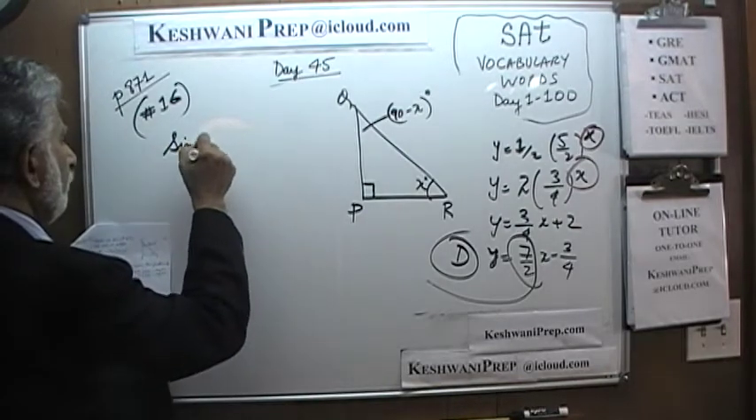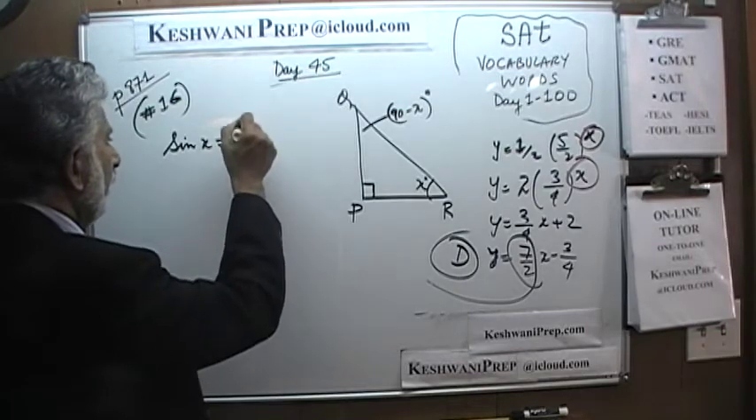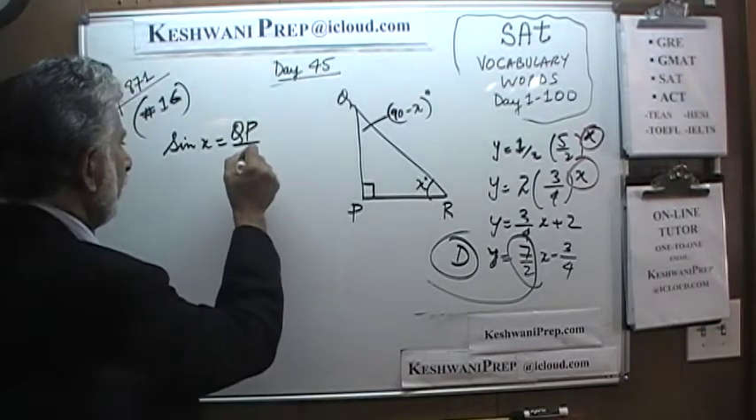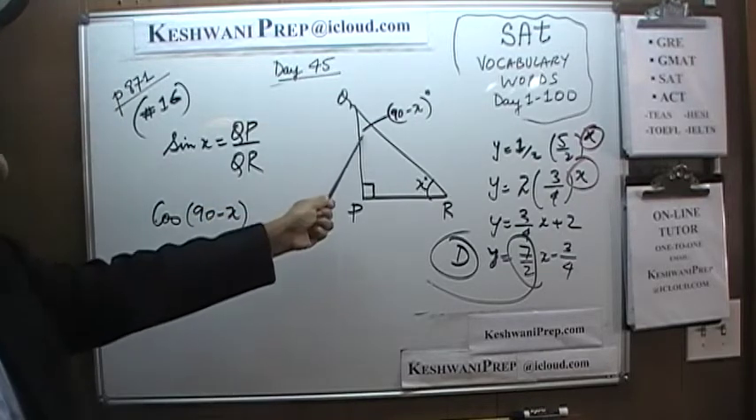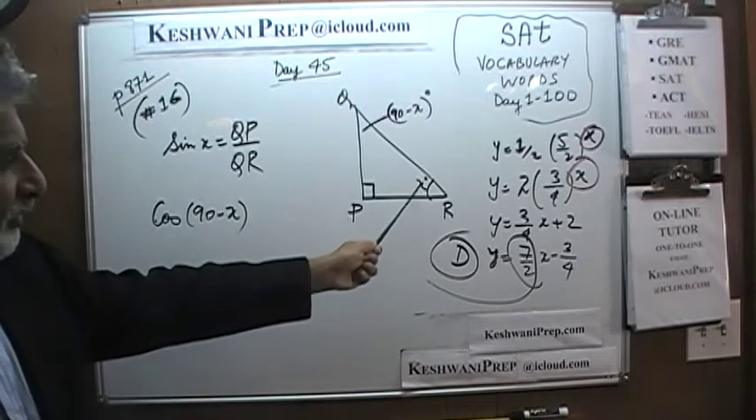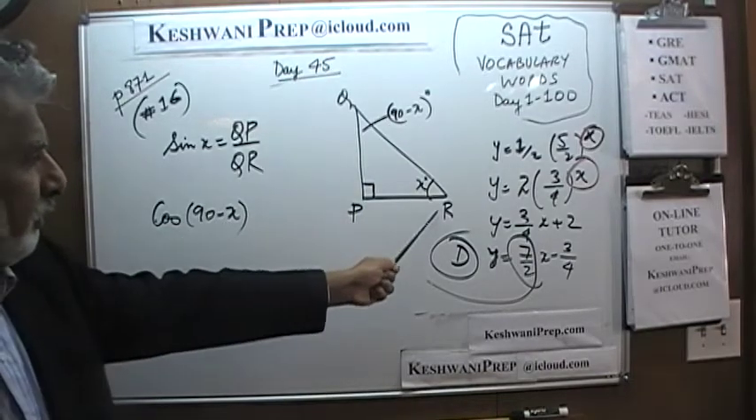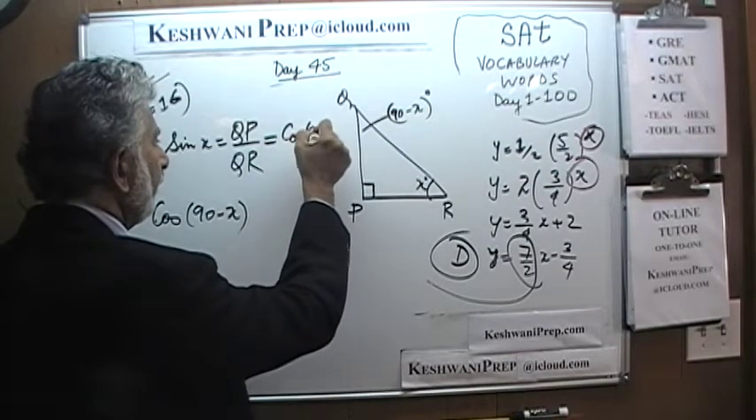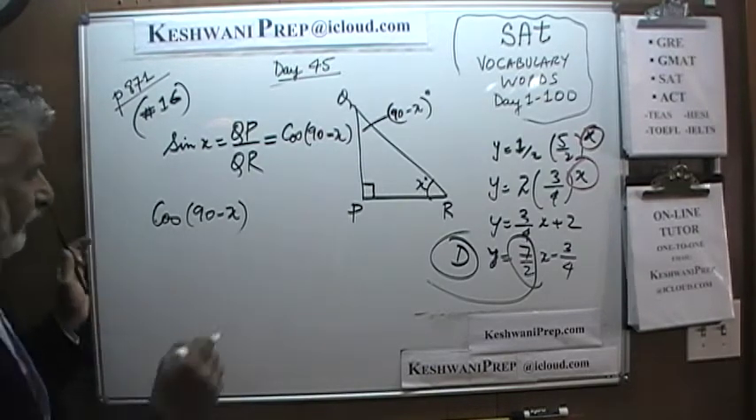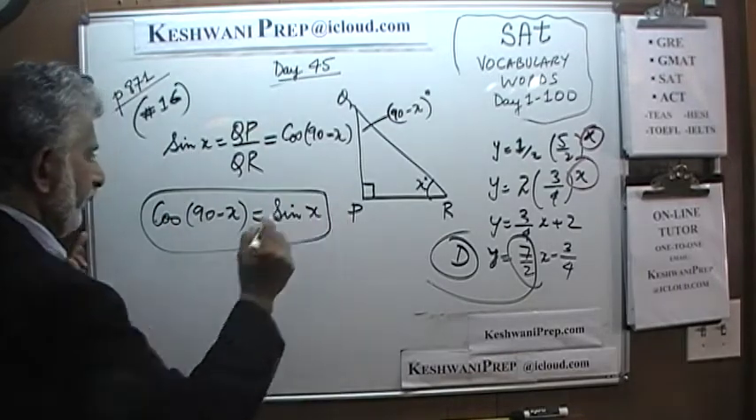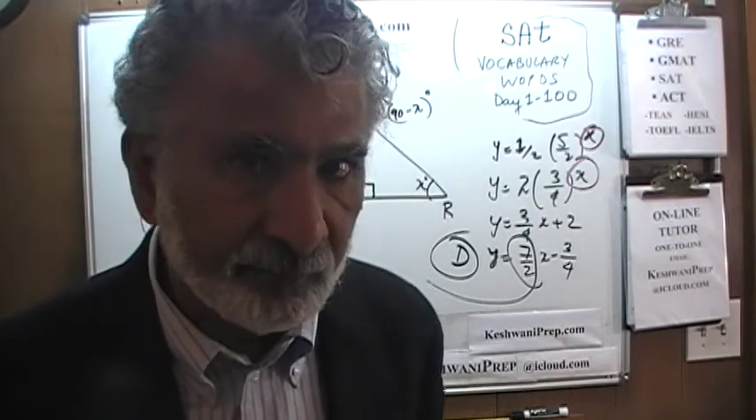Can you tell me what is sine of X? In this triangle, what is sine of X? Sine of X, this is X, is opposite, which is QP, over the hypotenuse, QR. Now, can you tell me what is the cosine of 90 minus X? 90 minus X is this one. What's the cosine of it? The side that is opposite to this angle X is the side that is adjacent to this angle. So it's simply QP over PR. In other words, this is the same as cosine of 90 minus X. And that's what we need to understand: cosine of 90 minus X equals sine of X. It's an important identity that we must know at all times when we are sitting down to take the exam. Once we understand that concept, we can make progress.